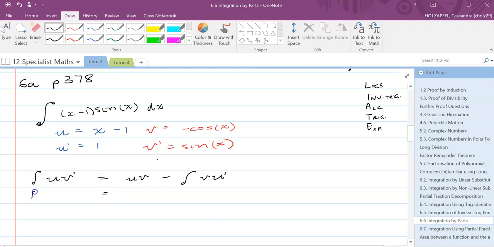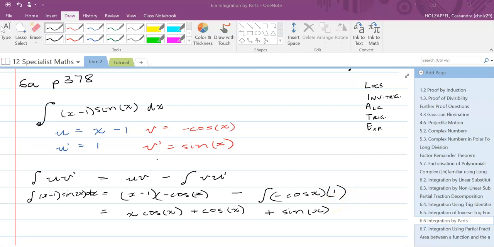So the integral of x minus 1 multiplied by sine x dx is going to be equal to u times v. So x minus 1 times negative cos x, minus the integral of v, which is negative cos x, times the derivative of u, which is just going to be 1. So let's go ahead and finish up this question.